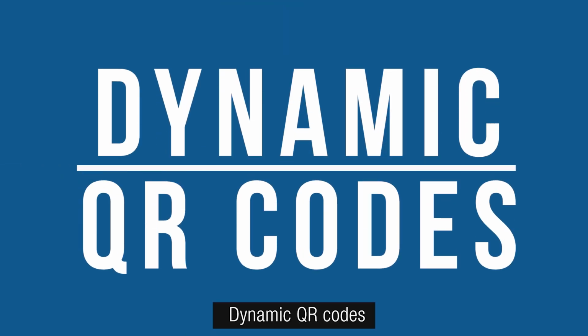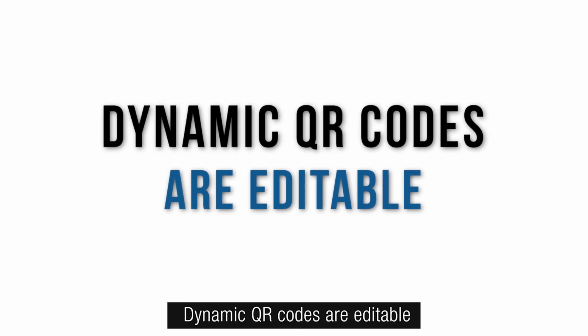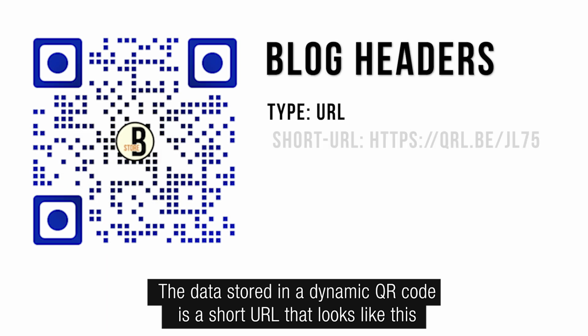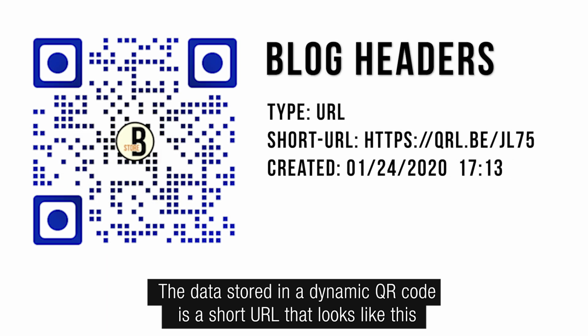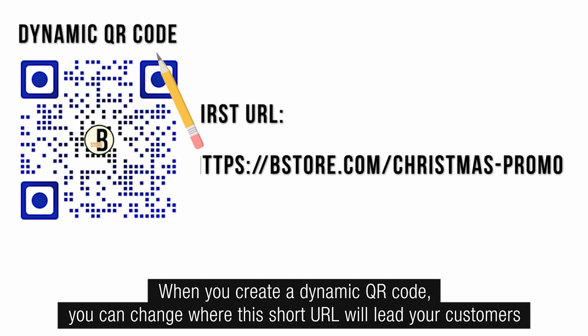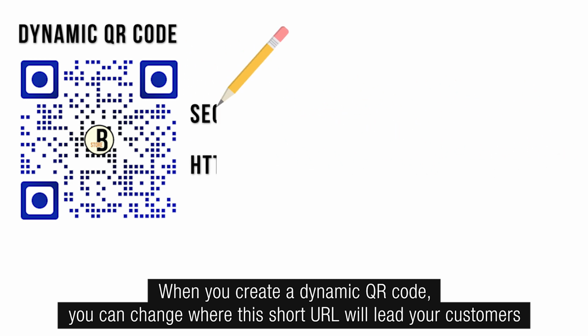Dynamic QR codes. Dynamic QR codes are editable. The data stored in a dynamic QR code is a short URL that looks like this. When you create a dynamic QR code, you can change where the short URL will lead your customers.